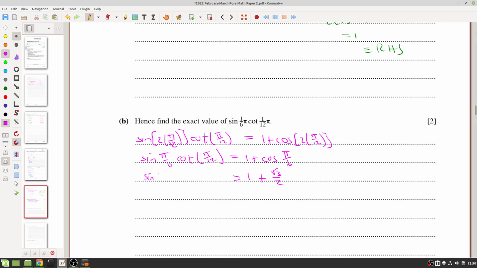Okay, so that is what sine pi over 6 times cot pi over 12 is equal to. 1 plus root 3 over 2. Could also simplify that in some sense to have a common denominator if you like that, to make it 2 plus root 3 over 2. Same thing, but this should be fine. This will also be fine.